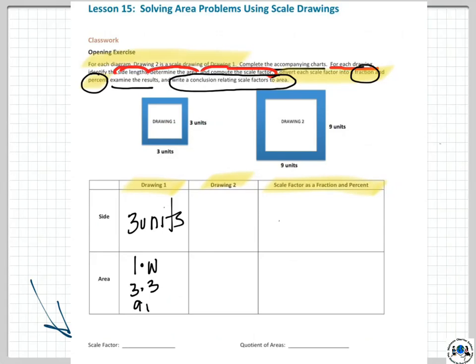So if we're looking at drawing 1, take our dimension measurements of drawing 1. We know that drawing 1, the side, we can see it there, is 3 units long. The area, therefore, because it is a square, 3 by 3, is length times width, which is 3 times 3, which is 9 square units.